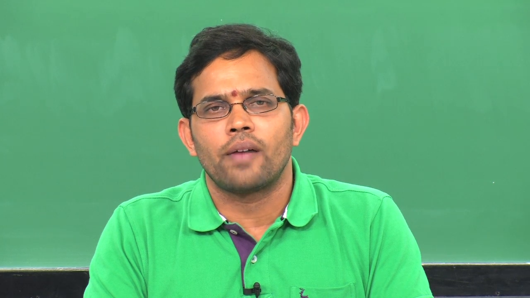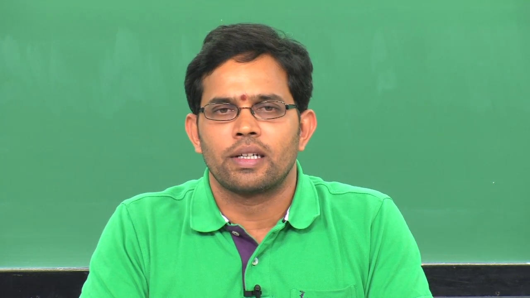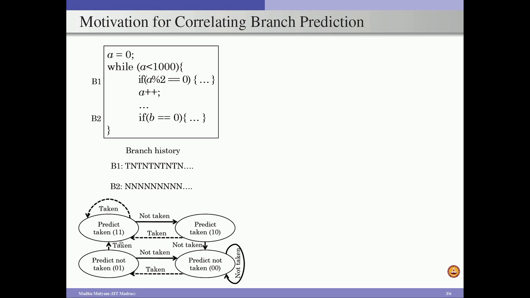We know that the state diagram of the 2-bit branch predictor is like this. So, here it consists of 4 states.